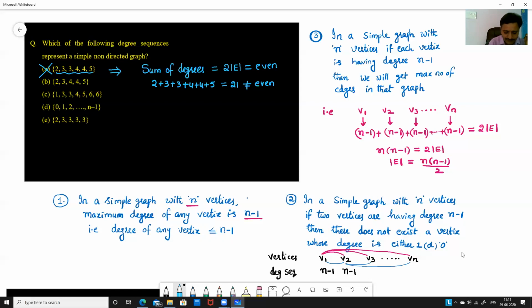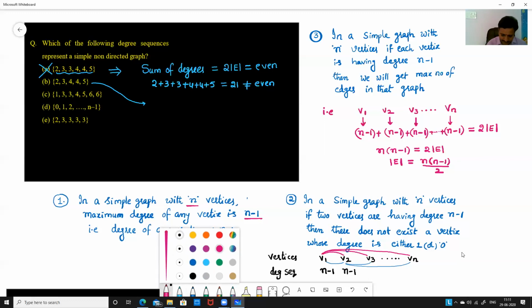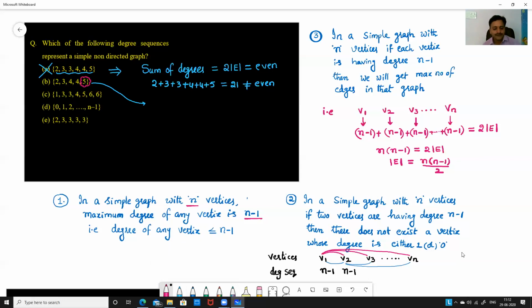There are a total of 5 vertices. If we have 5 vertices, what is the maximum degree of any vertex according to rule number 1? According to rule number 1, in a simple graph with n vertices, the maximum degree of any vertex is n minus 1 only. But if you observe here, I can find a vertex whose degree is more than n minus 1, which is against rule number 1.